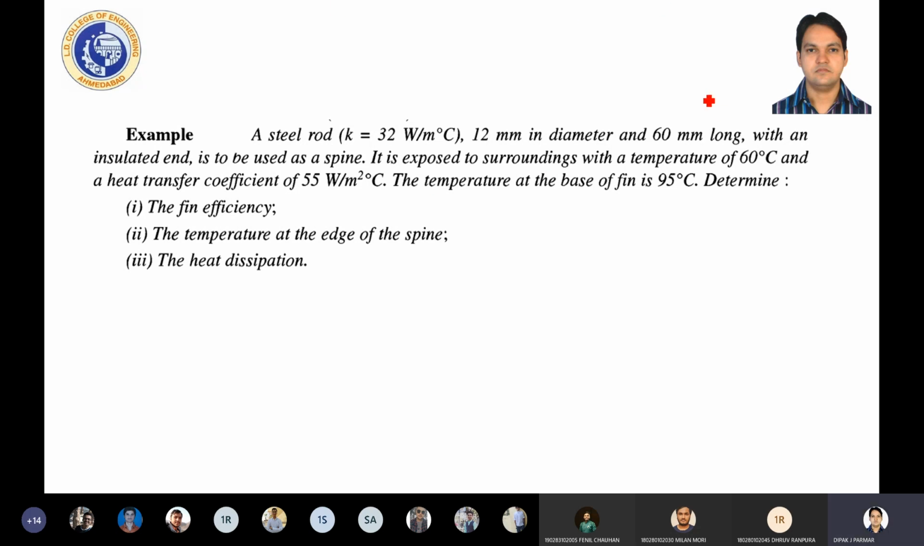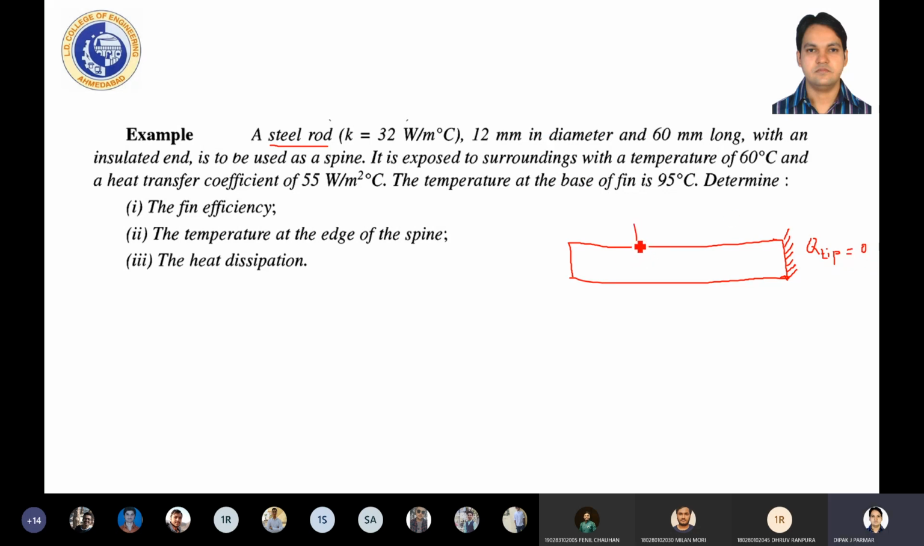So the data says that a steel rod, so the material is steel, is given. A rod means it is a cylindrical material. The conductivity of the material is given as 32 watt per meter Celsius, 12 mm in diameter and 60 mm long, with an insulated end. Means your data says it is an insulated fin at the tip. So heat transfer from the tip is neglected. Q from tip is assumed 0.